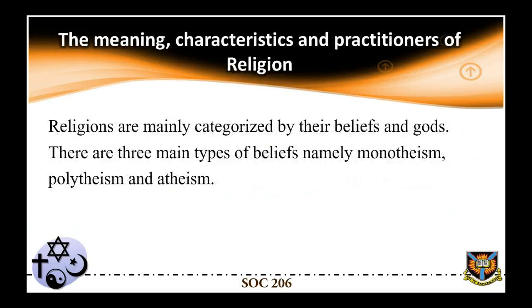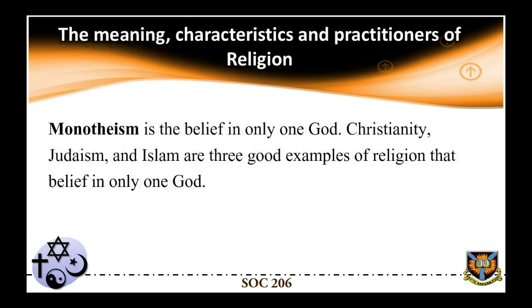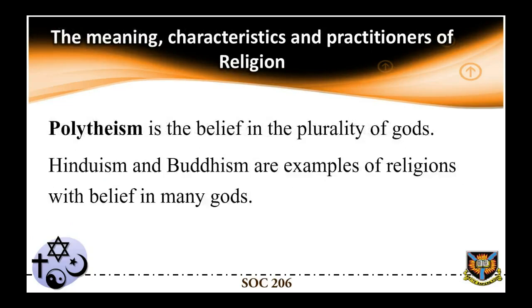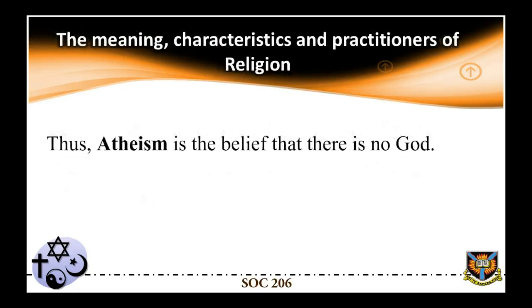Religions are mainly categorized by their beliefs and gods. There are 3 main types of beliefs, namely monotheism, polytheism, and atheism. Monotheism is the belief in only one God. Christianity, Judaism, and Islam are 3 good examples of religions that believe in only one God. Polytheism is the belief in the plurality of gods. Hinduism and Buddhism are examples of religions with belief in many gods. Atheism is the belief that there is no God.